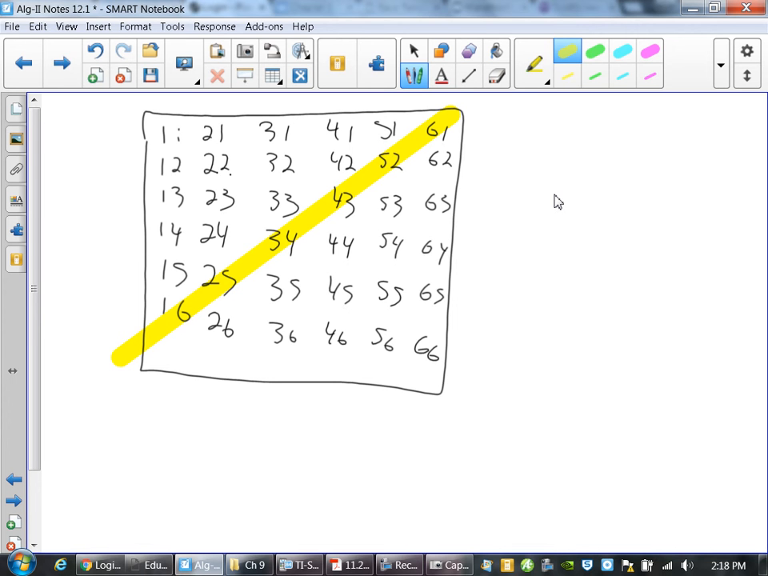I don't think so. What's the point of the sentence? That's what you're not supposed to do. Okay. Does that make sense about why you have 36 possible outcomes?